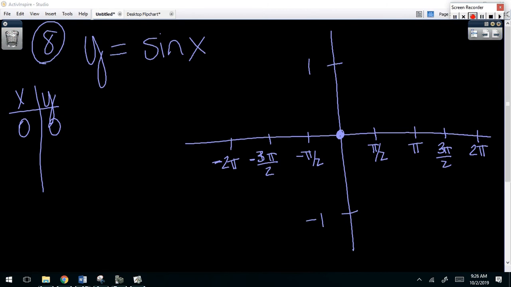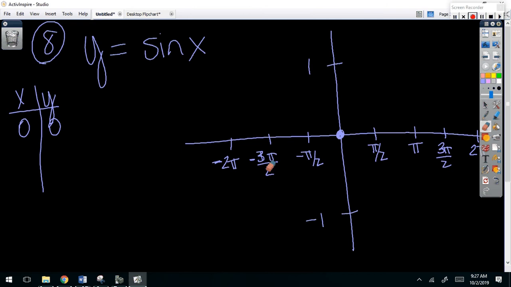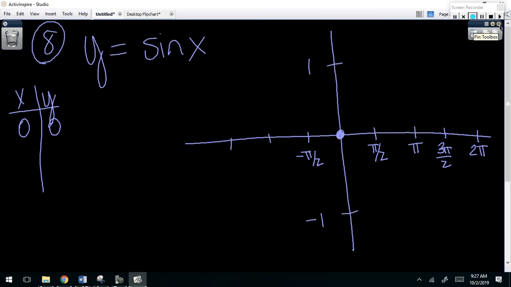This would be just like if this was 1, this is 1 pi, this is a half of pi. Oh, I skipped one, I'm sorry. Y'all started whining so much you got me distracted. Negative pi, sorry, negative 3 pi over 2.